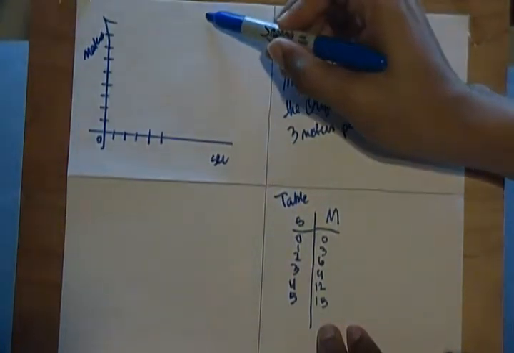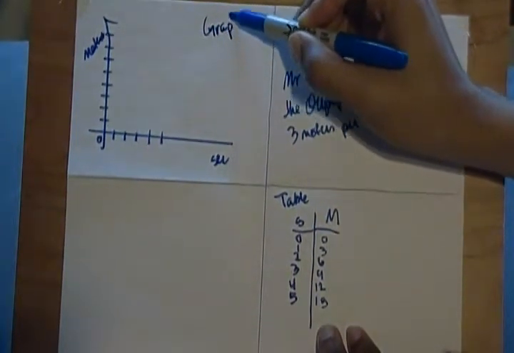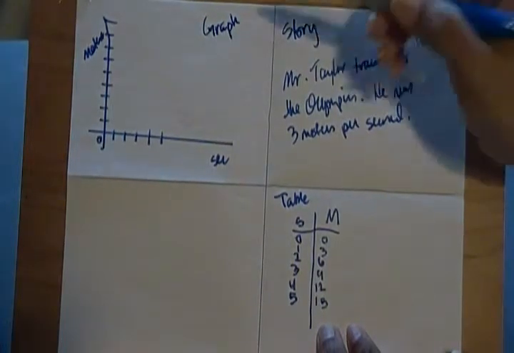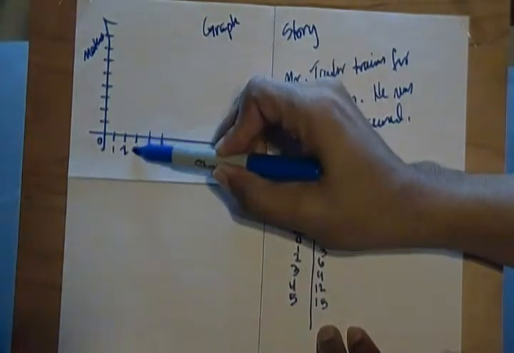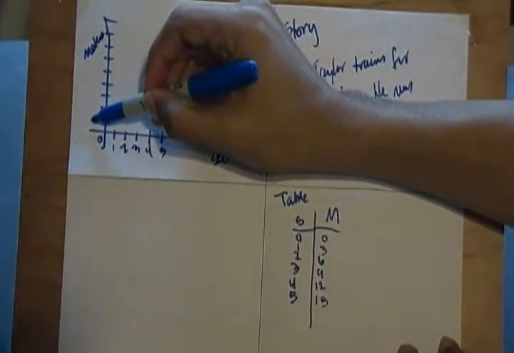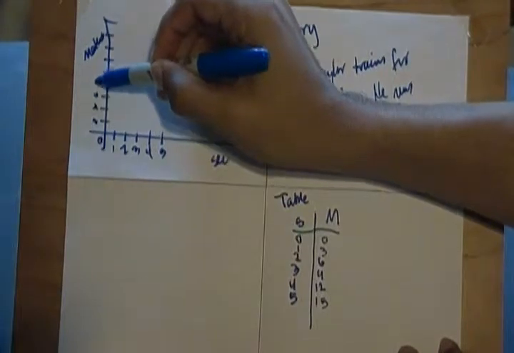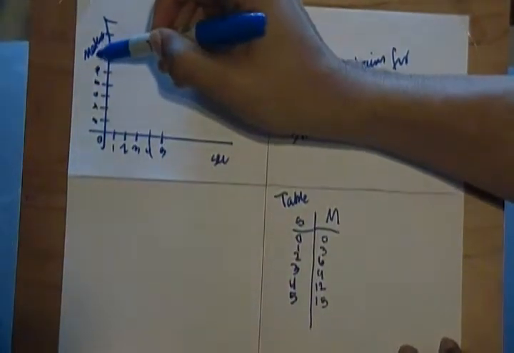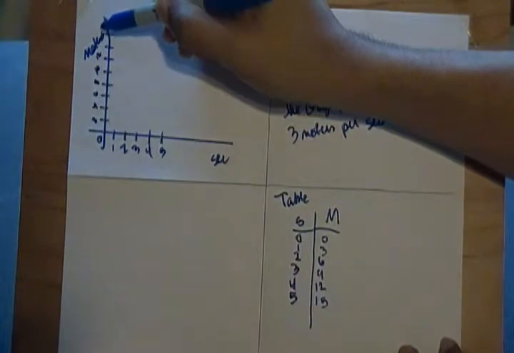Oh yeah, I guess I should put graph here. So we can label our x-axis 0, 1, 2, 3, 4, 5. Let's see, my y-axis, I guess I can go by 2's. So 2, 4, 6, 8, 10, 12, 14, 16, 18. And now I plot points.